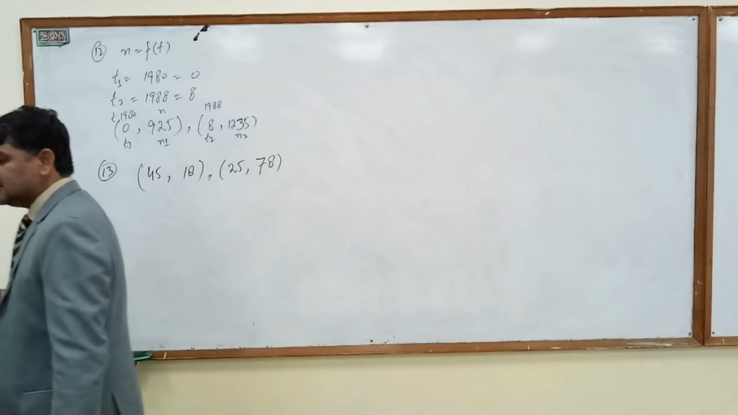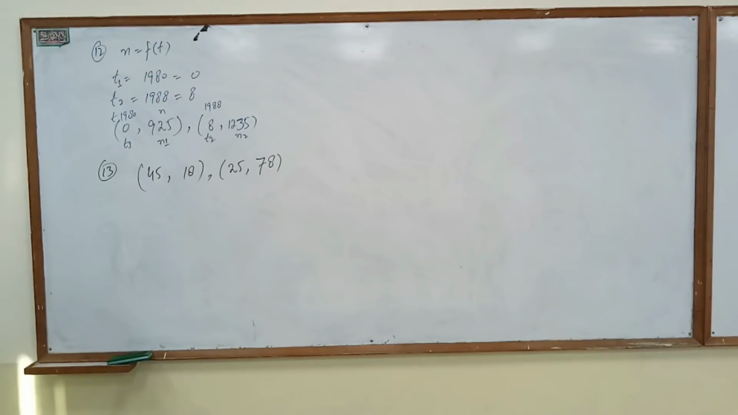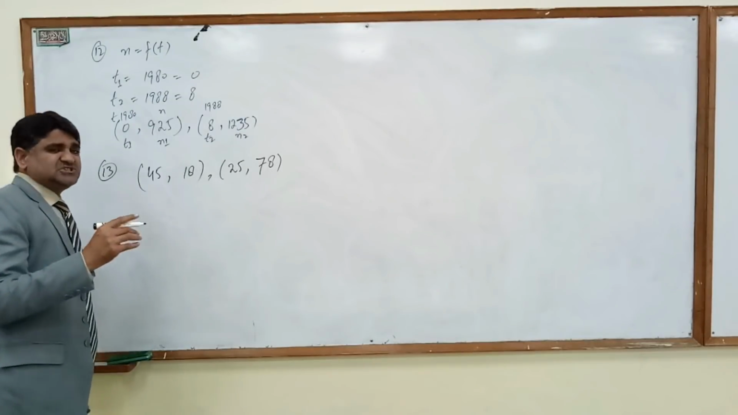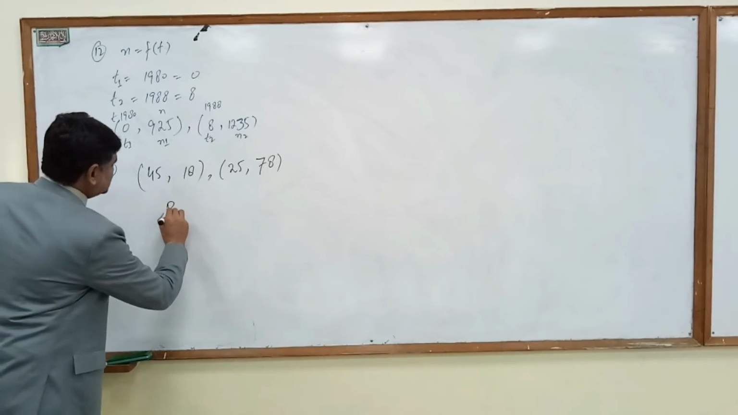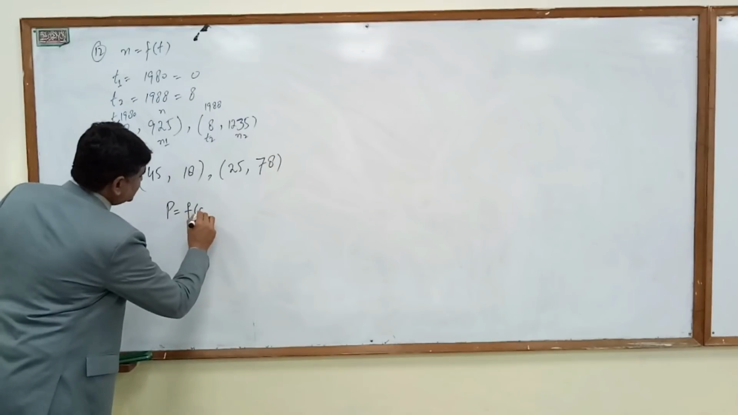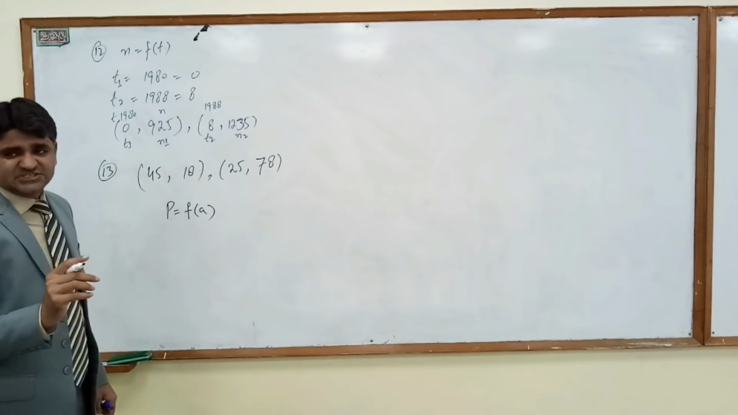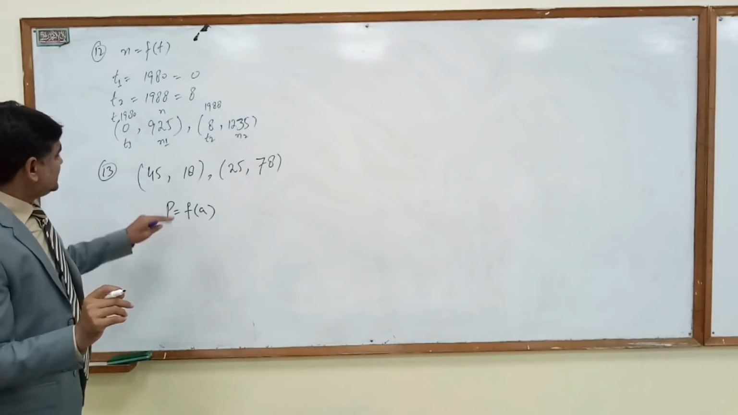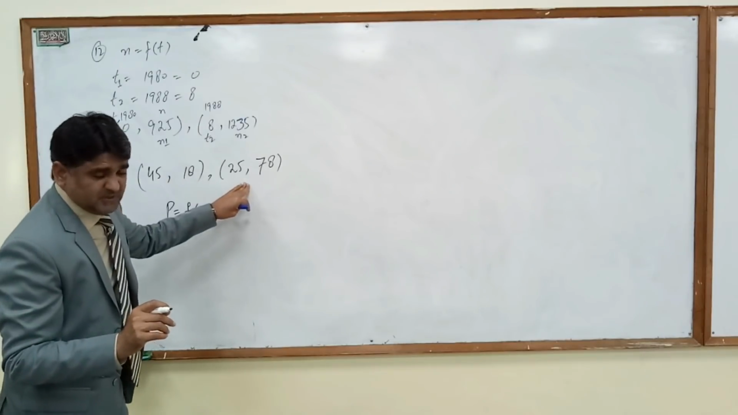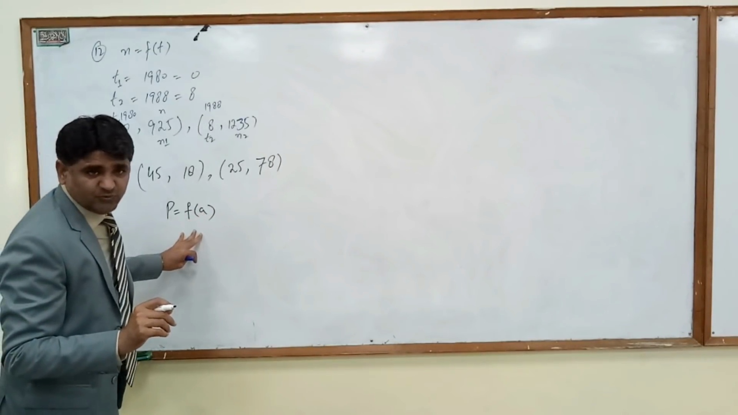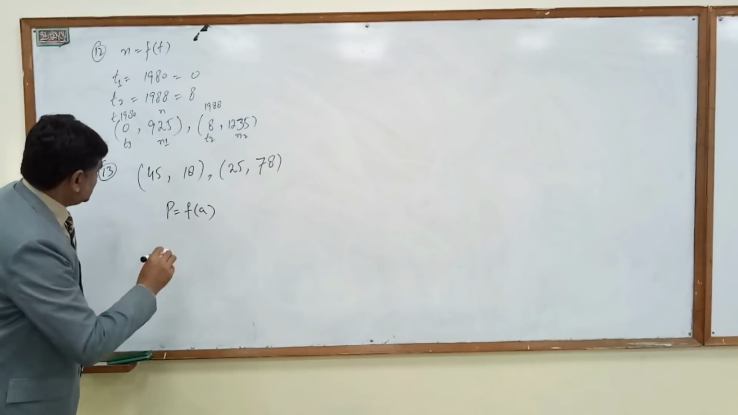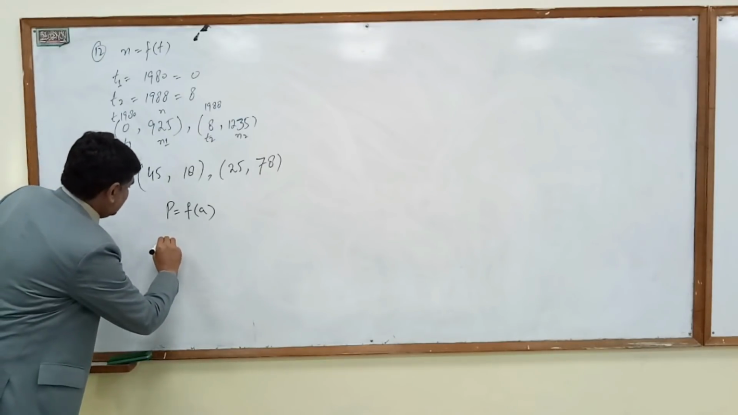Assume that a linear fit to these two data points provides a reasonable approximation for the function P is equal to f of A. Here P is percentage or chances of marriage, P is a function of A. What is A? That is the age of women. So first of all we need to determine the slope. Then we have to determine the function. So first we determine M.